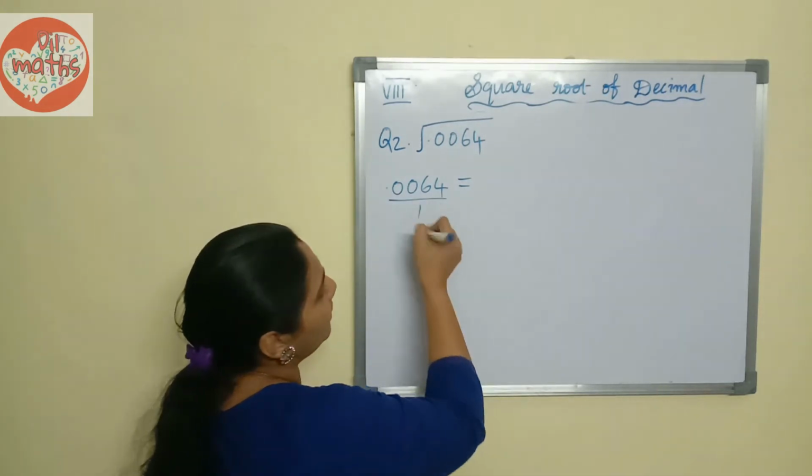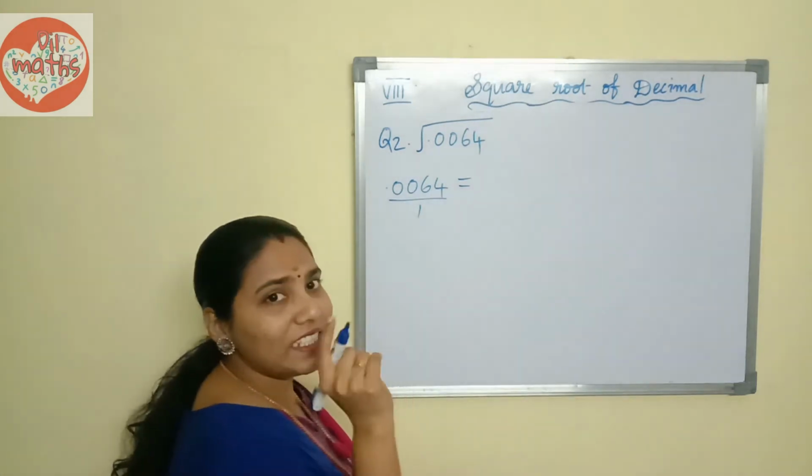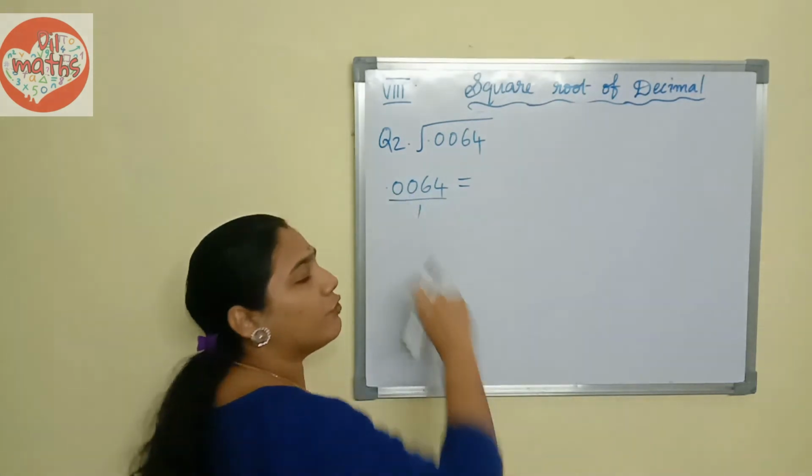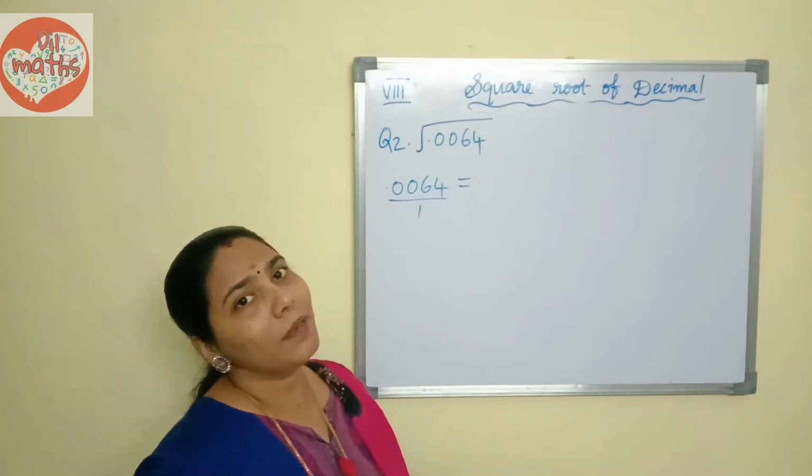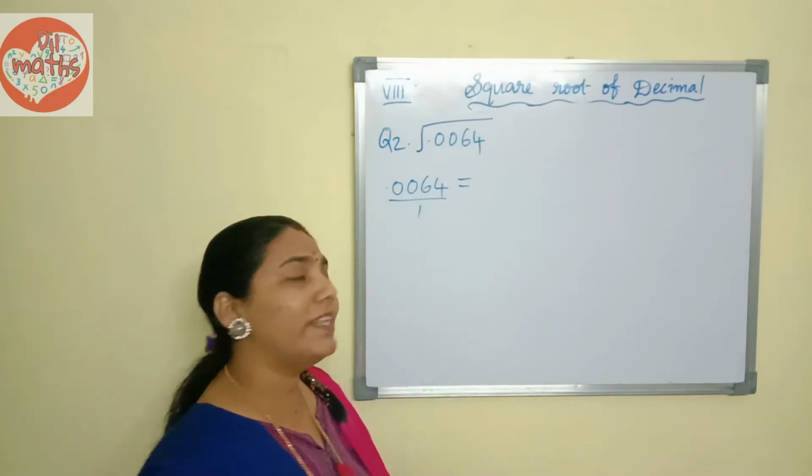This divided by 1 we can do, and how many decimal places are there? 1, 2, 3, 4. 4 decimal places are there. So what should we do? We should multiply both numerator and denominator by 10,000. Then what will you get?